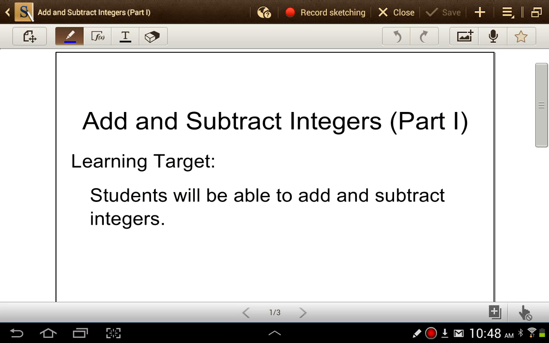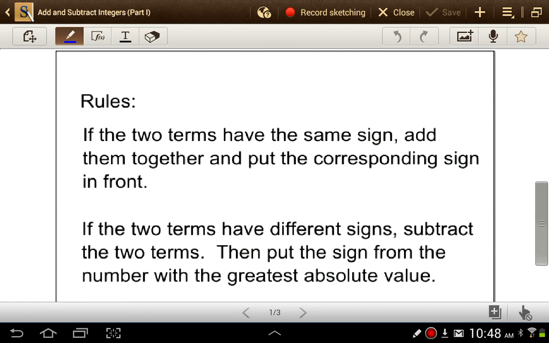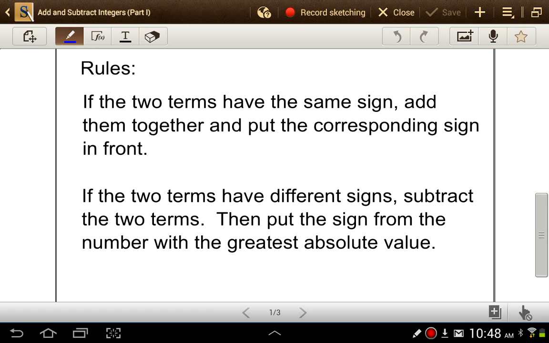Make sure you write down the title at the top so I can see it when I'm grading it, and make sure you write down that learning target. If you need to pause, go ahead. I'm going to move on to the next screen. Alright, make sure you write these down as I go over them.